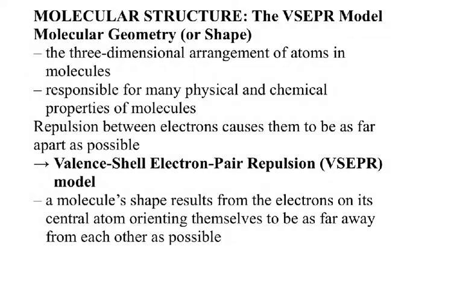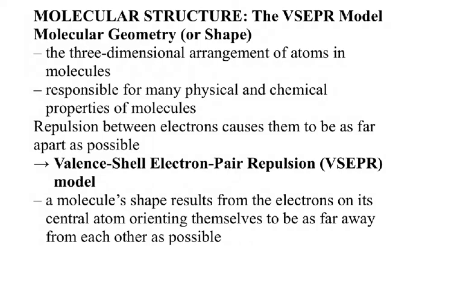For example, the shape plays a role in determining whether the molecule is polar or nonpolar. And what causes these shapes to form has to do with the repulsion between the valence electrons. You see, electrons don't like each other, so they're going to try to get as far from each other as possible. And the molecule's shape results from the electrons moving as far apart from each other.